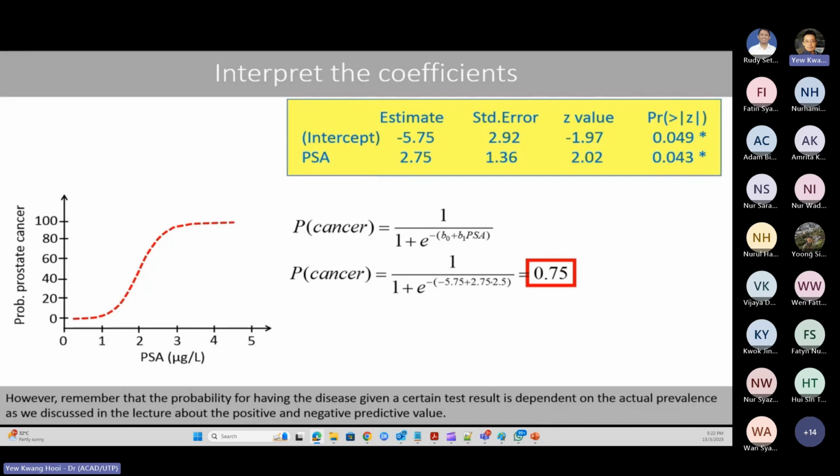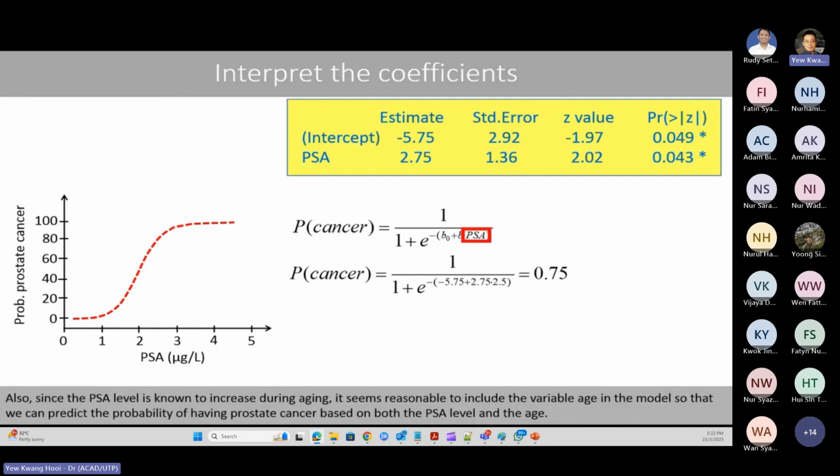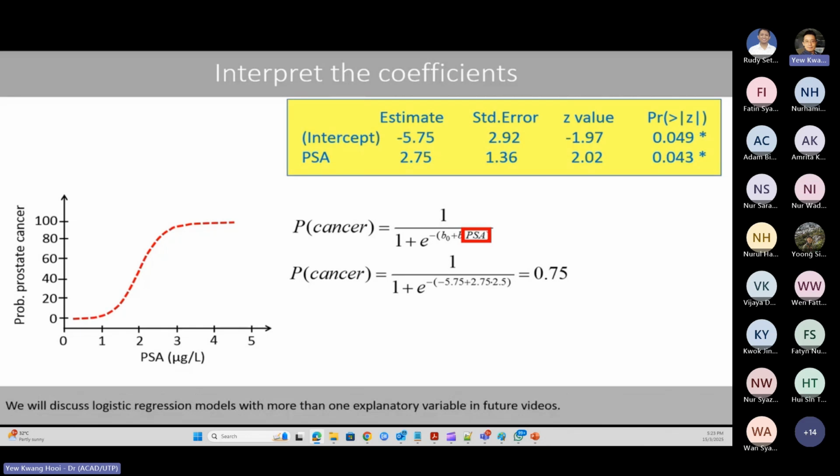However, remember that the probability for having the disease given a certain test result is dependent on the actual prevalence, as we discussed in the lecture about the positive and negative predictive value. Also, since the PSA level is known to increase during aging, it seems reasonable to include the variable age in the model so that we can predict the probability of having prostate cancer based on both the PSA level and the age. We'll discuss logistic regression models with more than one explanatory variable in future videos.